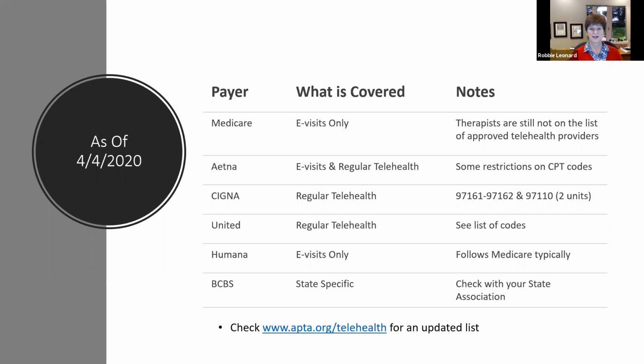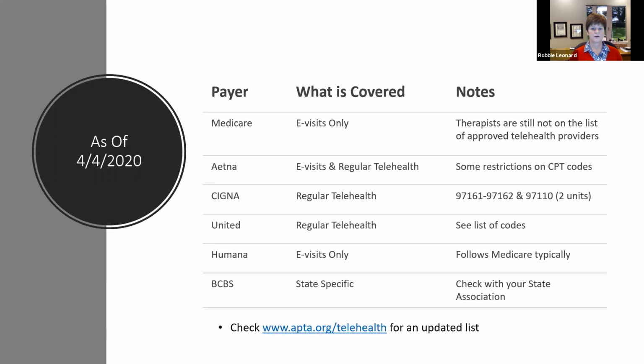So I'm going to be doing a full session on e-visits to give you the difference in what an e-visit is versus telehealth. Aetna is paying for e-visits and regular telehealth for therapy. There are some restrictions on CPT codes that they're allowing, so you'll want to look at that policy.